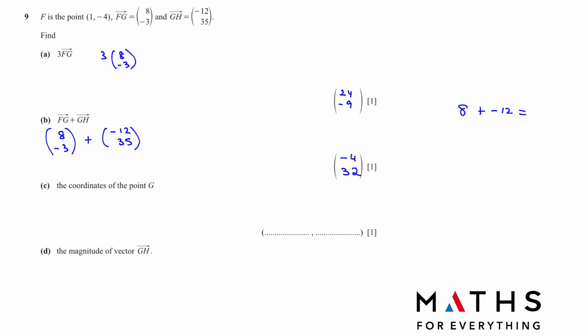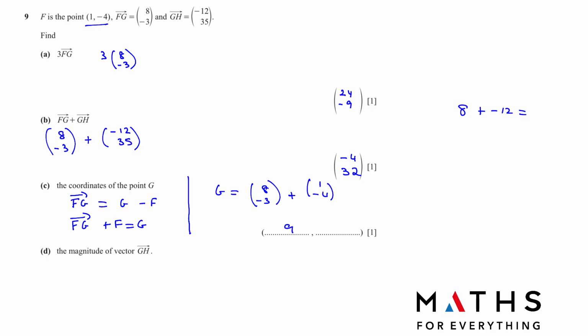To find the coordinates of G, if we have the vector FG, we use the point G minus F. The point which is in the end will be first, G minus F. We'll rearrange it, bring the negative F to the other side. So the vector FG plus F will give us the point G. G is equal to FG, which is 8 and negative 3, plus F, which is given 1 and negative 4. Same way, 8 plus 1, 9. Negative 3 plus negative 4 is negative 7.